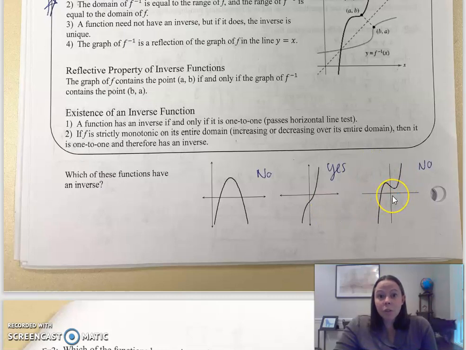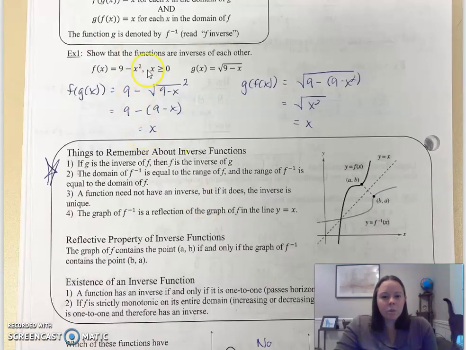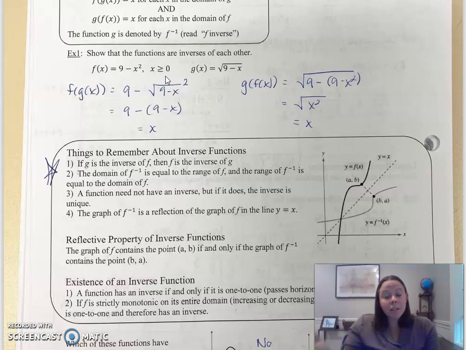And then this last one, you have this little section right here. Since it fails the horizontal line test, it does not have an inverse. Now you might say, Cogswell, there's a parabola here, and we did a parabola just a little bit ago. And I agree, but notice the parabola has a restricted domain of x greater than or equal to 0, so that's only the right half of our parabola, and if you're restricting the domain, then it actually passes the horizontal line test.